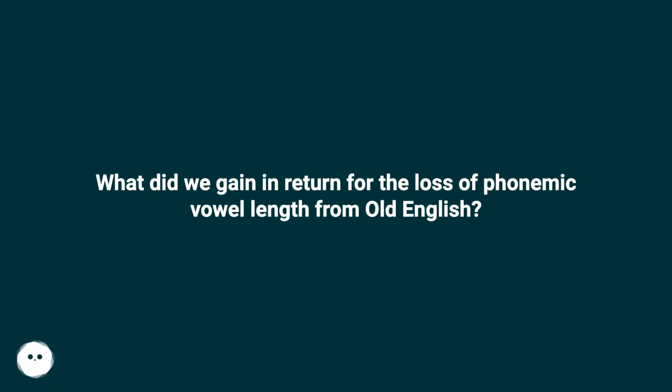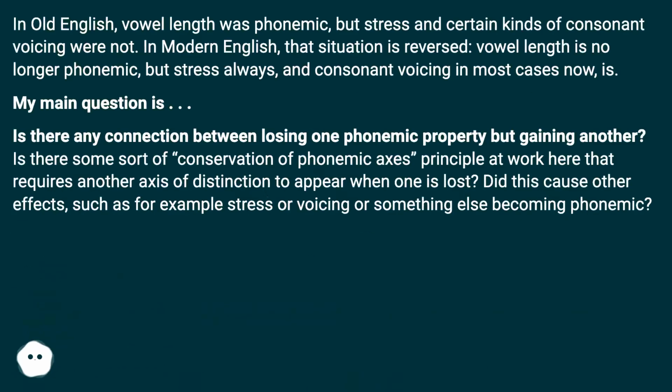What did we gain in return for the loss of phonemic vowel length from Old English? In Old English, vowel length was phonemic, but stress and certain kinds of consonant voicing were not. In modern English, that situation is reversed. Vowel length is no longer phonemic, but stress always, and consonant voicing in most cases now, is. My main question: is there any connection between losing one phonemic property but gaining another?